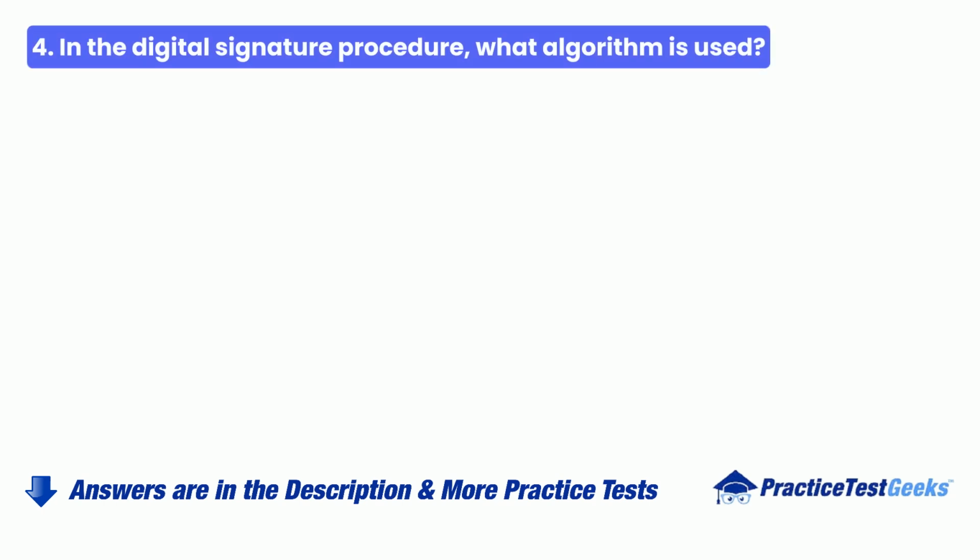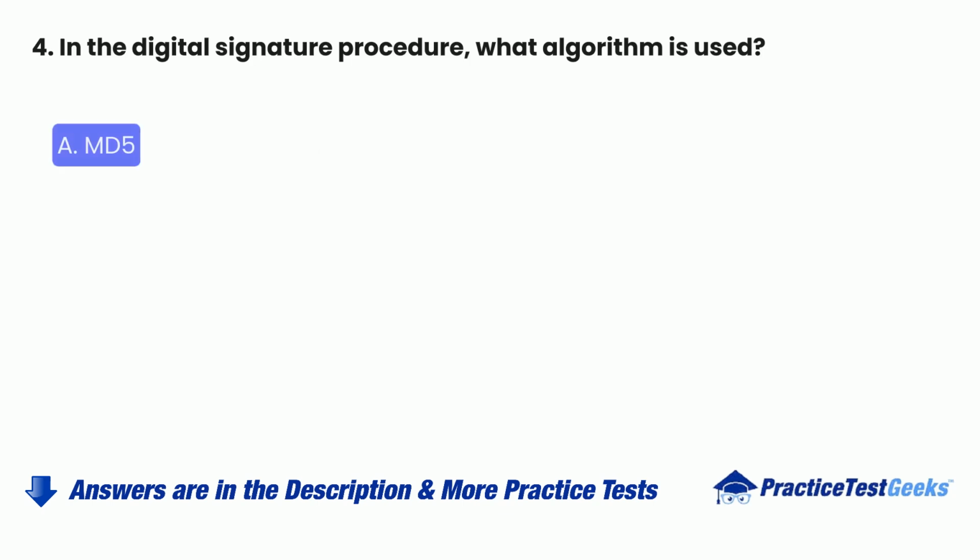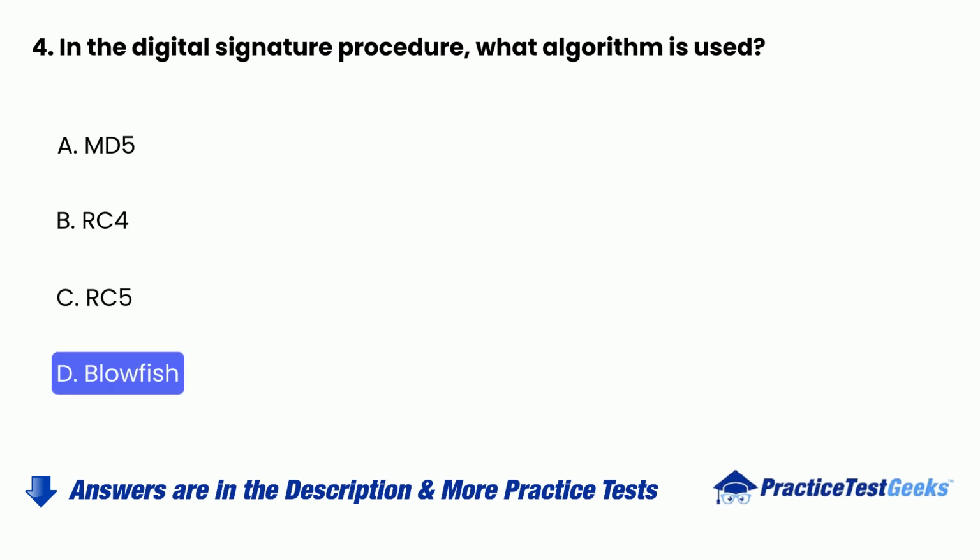4. In the digital signature procedure, what algorithm is used? A. MD5. B. RC4. C. RC5. D. Blowfish.